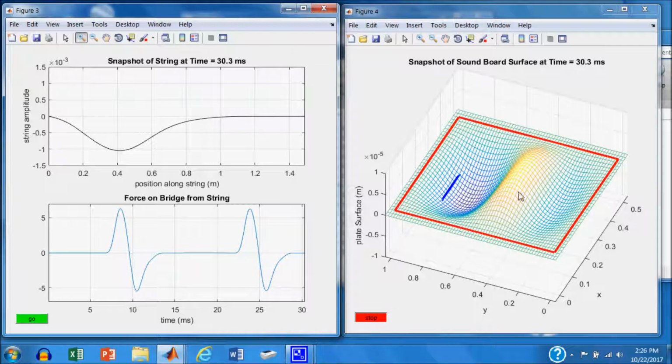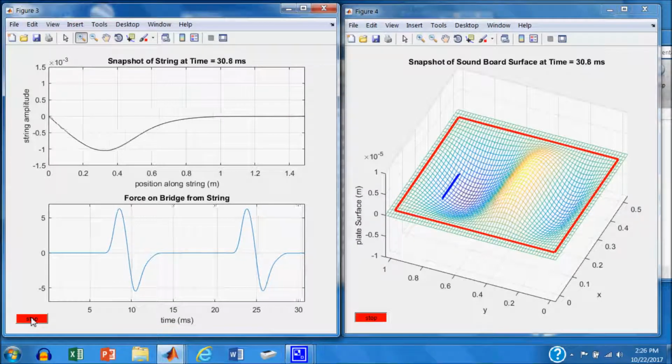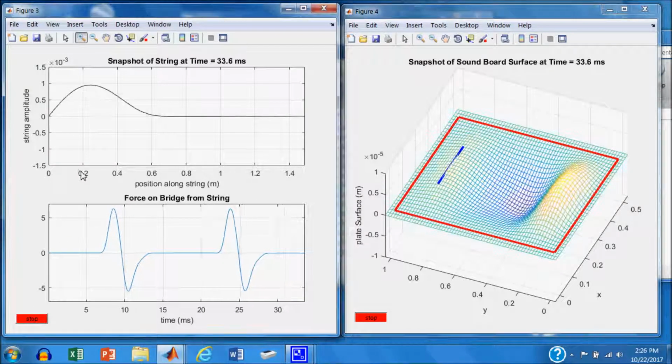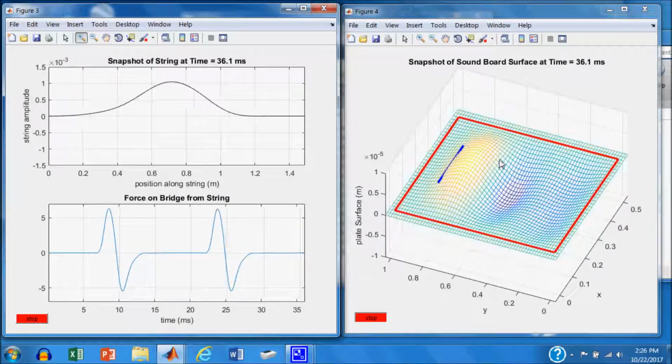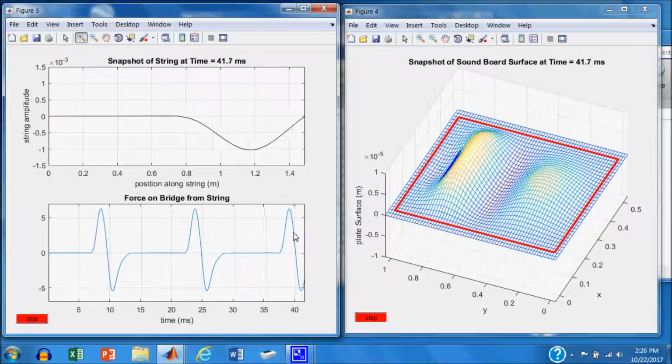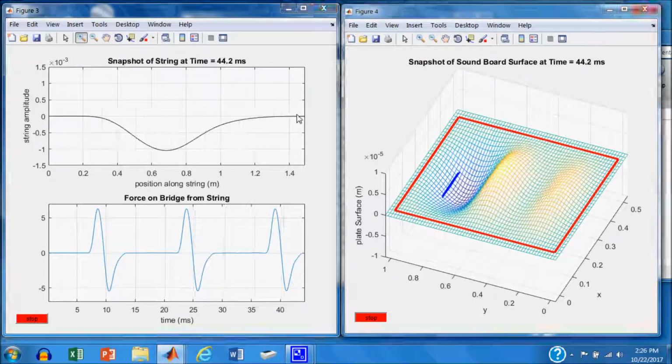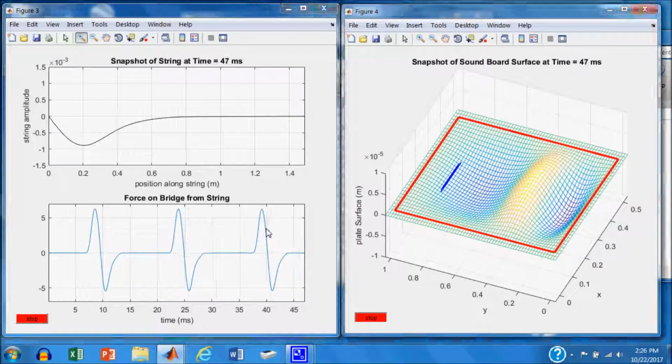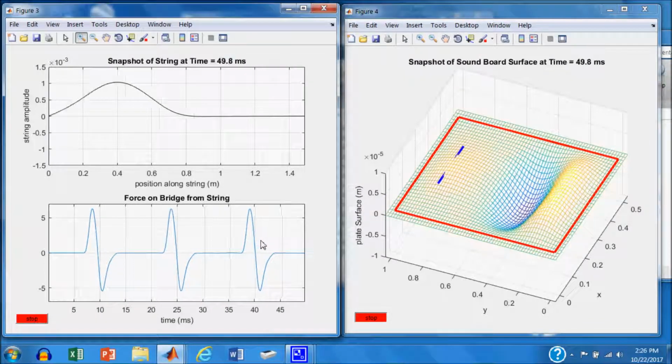Okay, we have some activity over here. Let's continue. Over here you can see the movement of the waves in the soundboard. Okay, the pulse has reached the bridge again. We've got a third whiplash. And now we've completed 50 milliseconds of simulation, which is all I'm going to do graphically. And this is the status of the soundboard at that point. And we have 3 whiplashes.